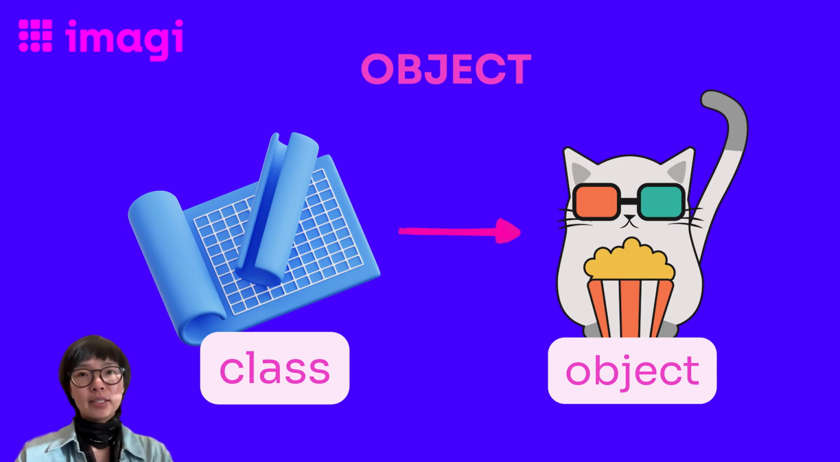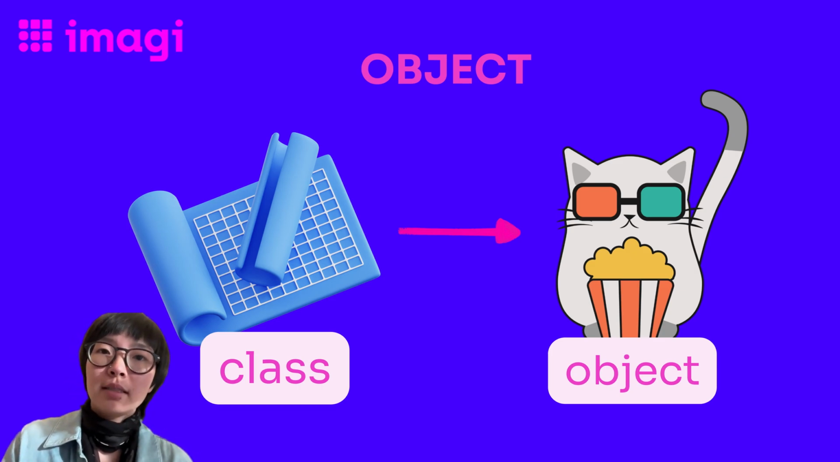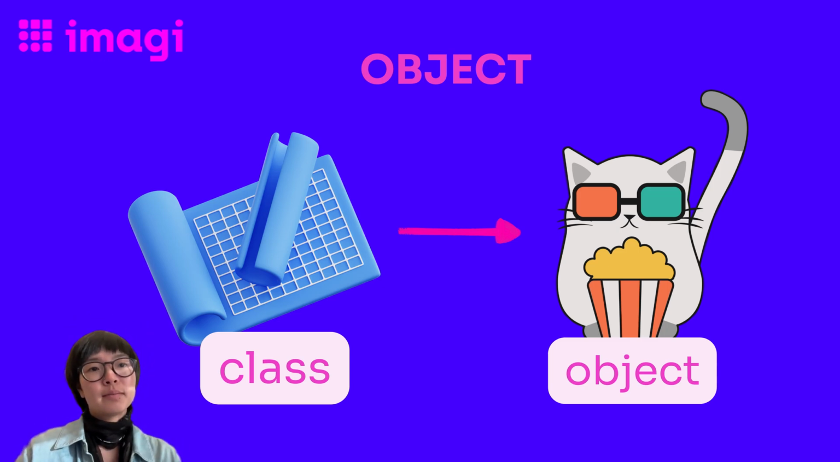So remember, a class is your character's blueprint. It outlines what all your characters can have. And an object is an individual character you create using the blueprint with its own specific attributes.